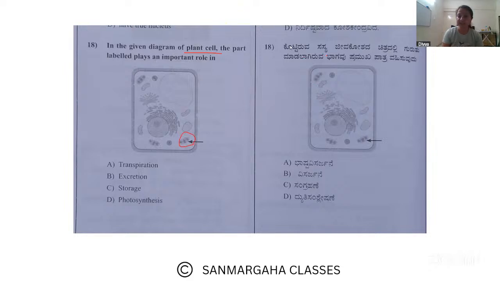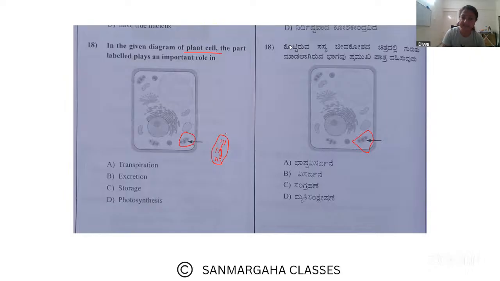The part marked in the given plant cell diagram plays an important role. So which is the marked part here? So see the structure, how it is. There is an oval shape, correct. Then what else is there? Inside you have some stacks here and there. Okay, if you can observe properly, right? So we can see 3 stacks like this, and in between they are connected by some tube-like structure. Okay, so now tell me what structure it is.